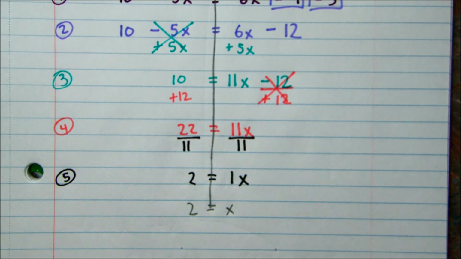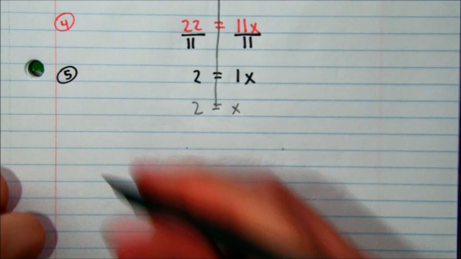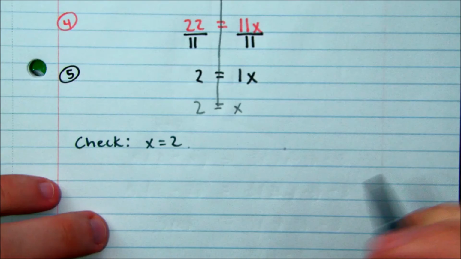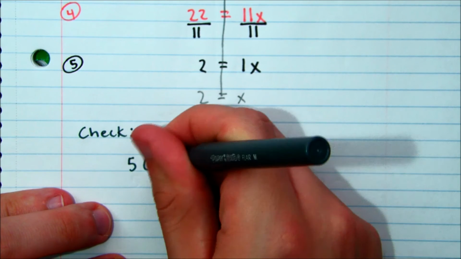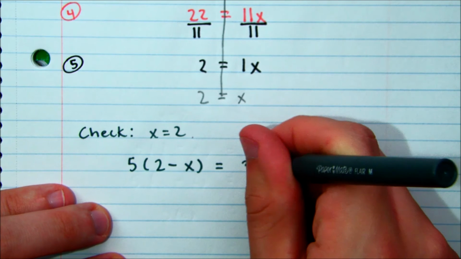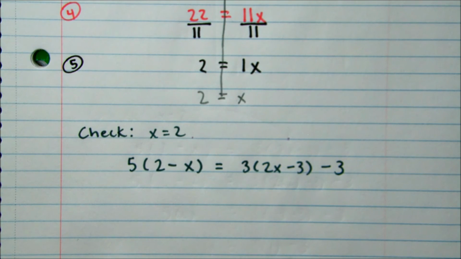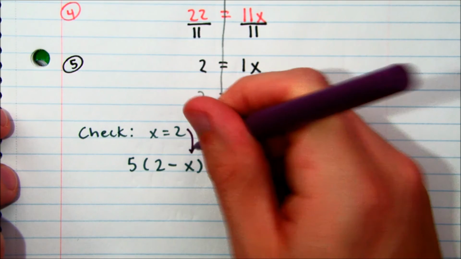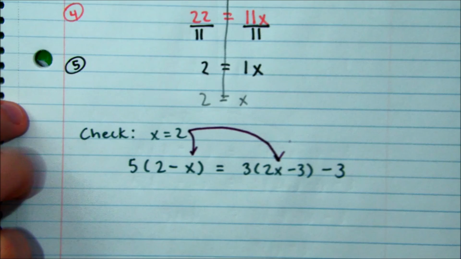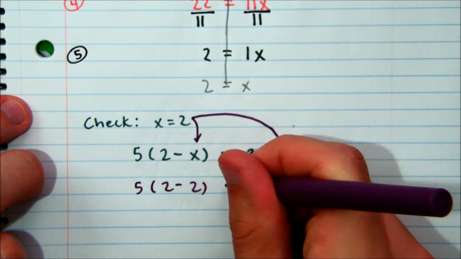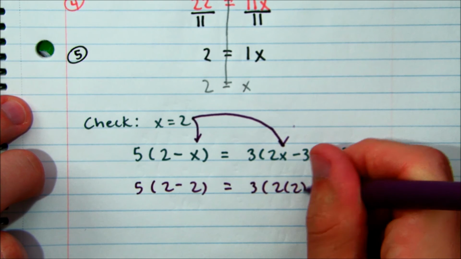But we want to make sure we're right. Now the nice thing about solving these types of equations is you can always know if you're right or wrong. Here's how. I'm going to check my work. What you're going to do is take the original equation, and wherever there is an x, I'm going to replace that with a 2. So I'm going to put a 2 there. I'm going to put a 2 here. So I get 5 times 2 minus 2 equals 3 times 2 times 2 minus 3 minus 3.